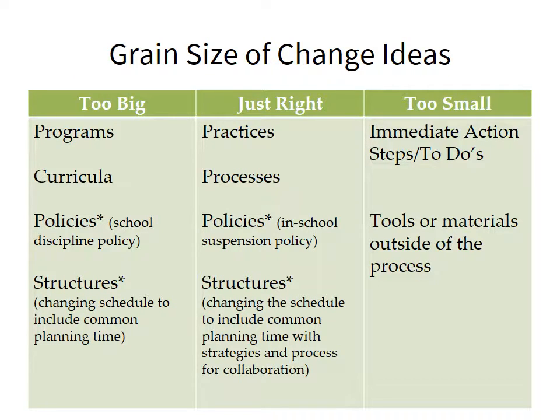The grain size of the change idea itself is important to remember because you need to be able to test that idea. We are looking for the Goldilocks of change ideas. We want it to be just right. Change ideas that are too big are programs, curricula, overarching school policies, and overarching structures. We want to test components within these. Change ideas that are too small are immediate action steps, tools, or materials that are outside the process. Change ideas that are just right are practices, processes, and smaller policies within the overarching policy and smaller structures within the overarching structure that you can test in 4 to 6 week cycles.